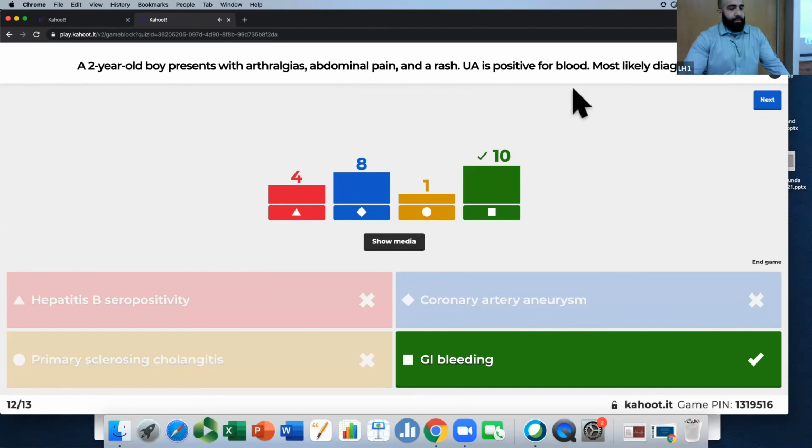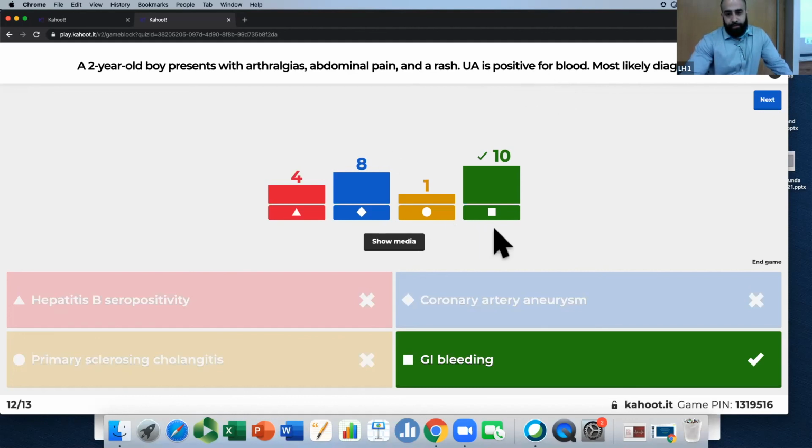So HSP, or IgA vasculitis, affects children between 2 and 11 years old and is caused by deposition of IgA complexes, usually associated with a preceding URI. The classic triad of symptoms is abdominal pain, arthritis, and a palpable pruritic rash. GI symptoms such as abdominal pain and GI bleeding are seen in 50 to 75% of cases.